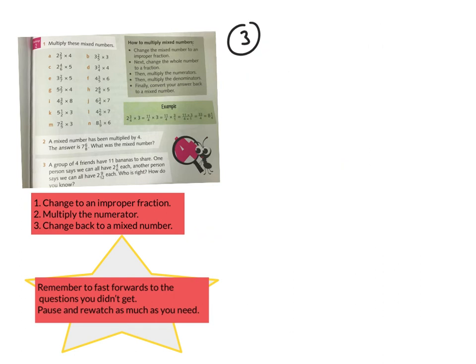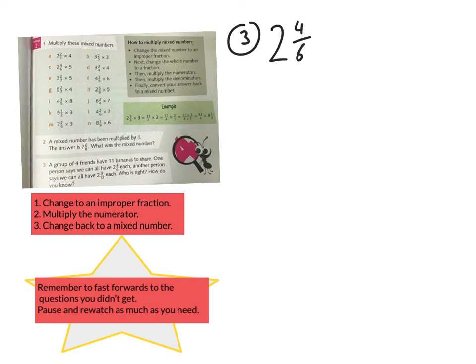Now in question 3, there's a disagreement between a group of friends. They have 11 bananas to share and there's 4 of them. One person says they can all have 2 4/6 of a banana each. Another person says that they can have 2 9/12 of a banana each. Who is right and how do we know? Well, what we're going to have to do for this one is see which one is correct by doing the sum twice. One with 2 4/6, which we'll start with now.